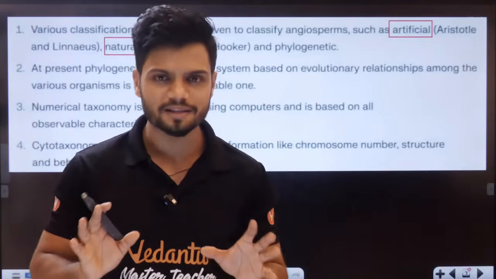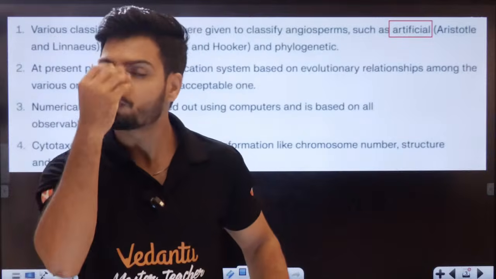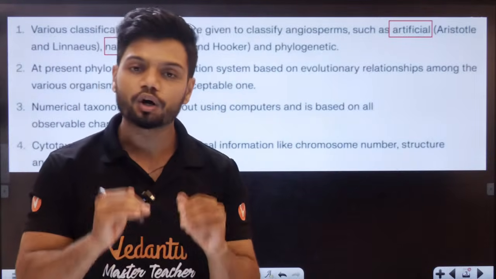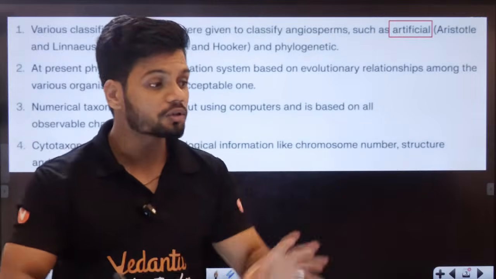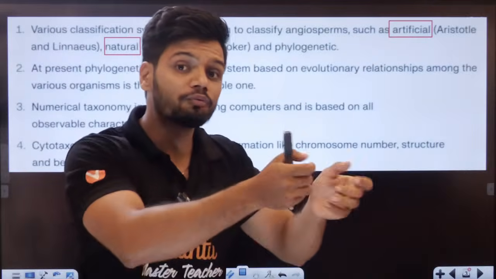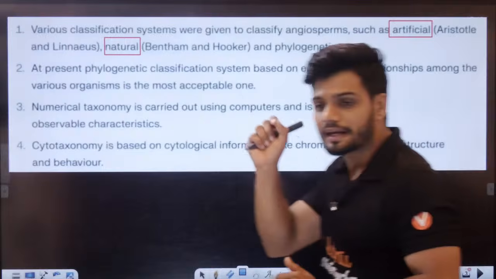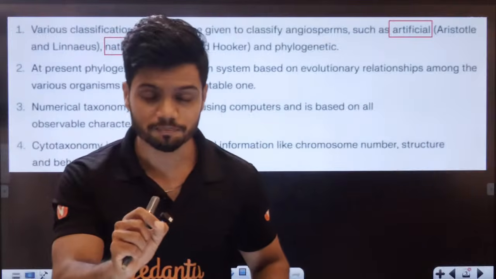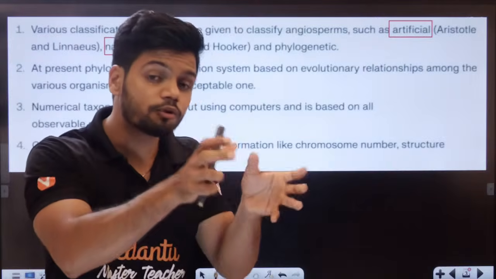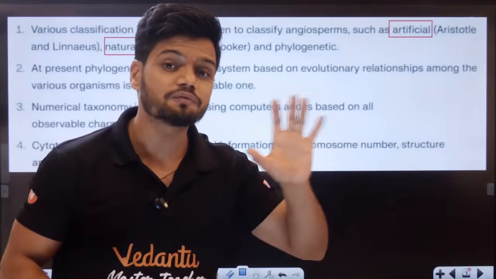Now, if you classify something based on just the outside face, how the nose looks like, how the eyes look like, how the ears look like, or you classify a plant based on the flower color, plant height, leaf color, number of leaves, that is called artificial system of classification. In artificial system of classification, हम सिर्फ बाहर की चीज देख रहे हैं. We are looking at the morphological features, only the morphological features. That is called artificial.